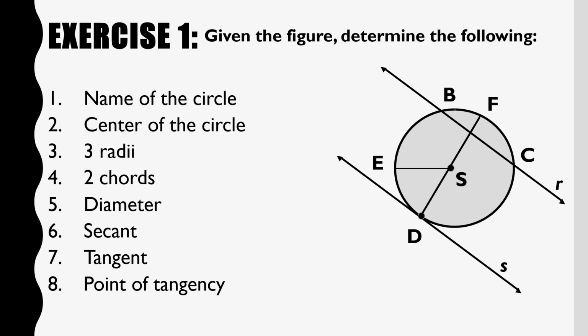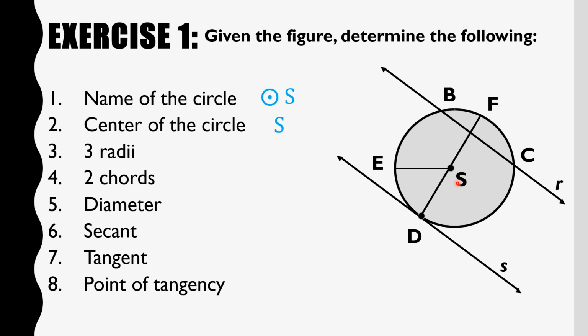Let us have exercise number 1. Given the figure, determine the following. Number 1, what is the name of the circle? That is correct. The name of the circle is circle S, since a circle is named by its center. Number 2, the center of the circle. The center of the circle is point S.